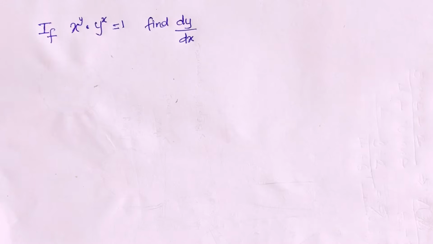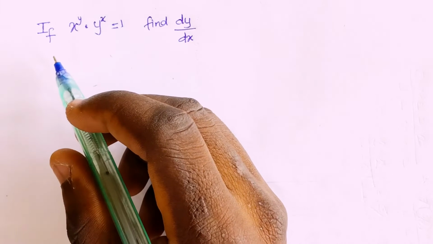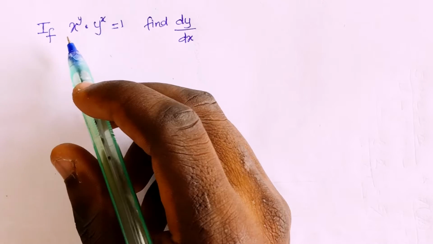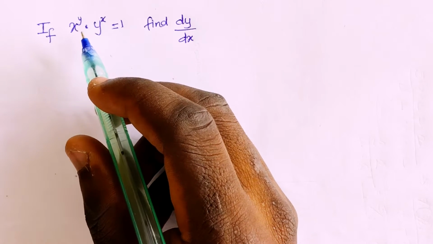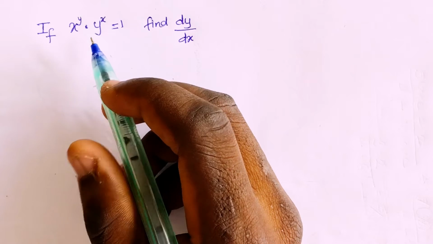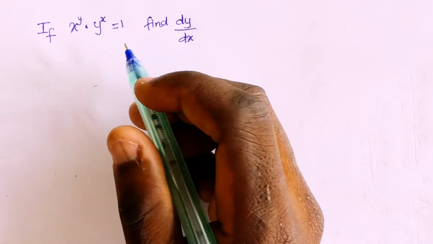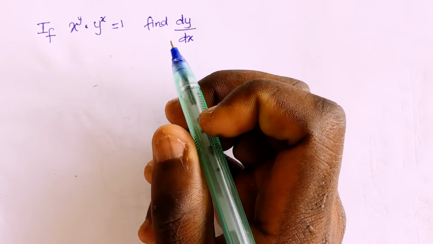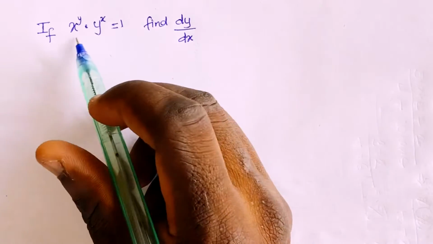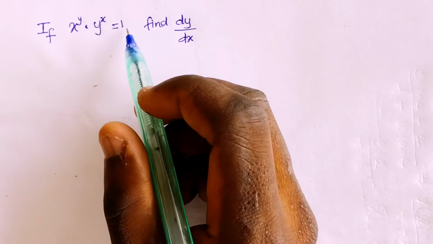Hi friends, take a look at the question I'm having here with me. Here we are given that x raised to the power y multiplied by y raised to the power x equals 1, find the derivative dy/dx, right? We should find the derivative of this value if this equals this.